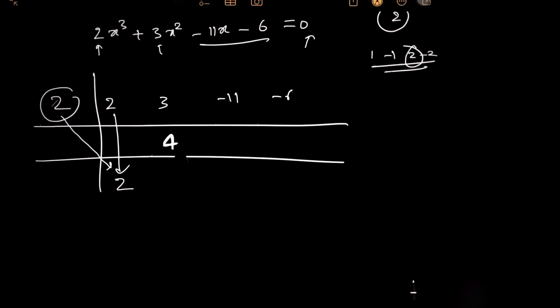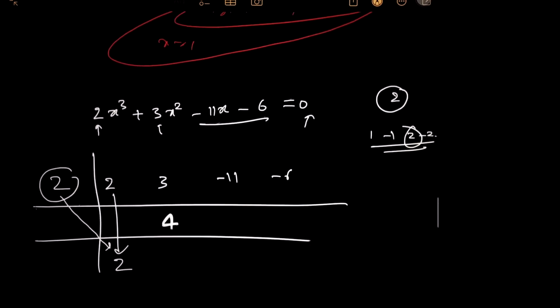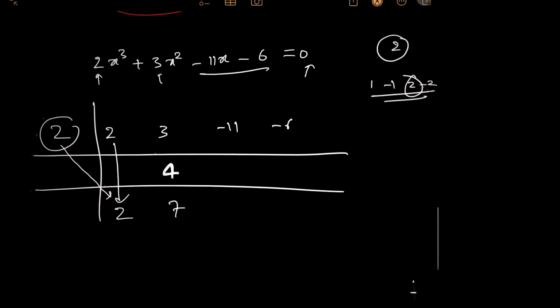Then what will you do? You have to do the algebraic sum. If you do the algebraic sum, then 7 will come. Then this 2 and this 7 you multiply, 14 will come. You do the algebraic sum, 3 will come. Then you are understanding, this 2 and this 3 you multiply, 6 will come. Do the algebraic sum, 0.